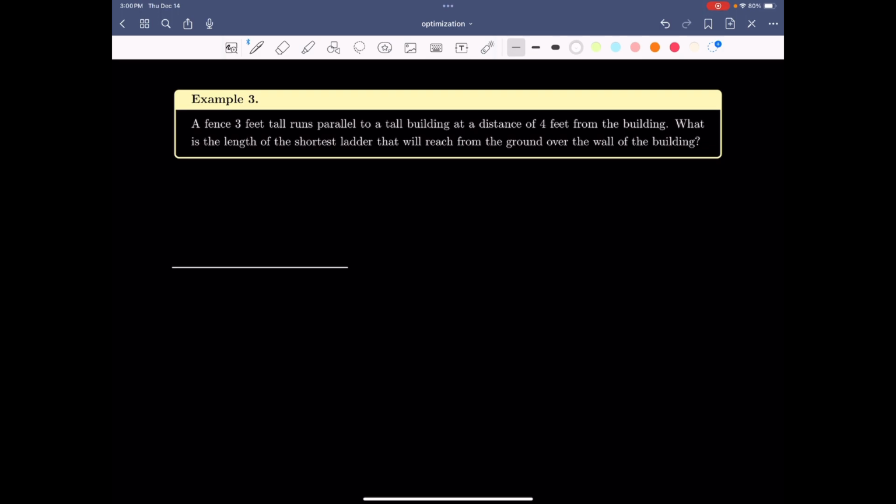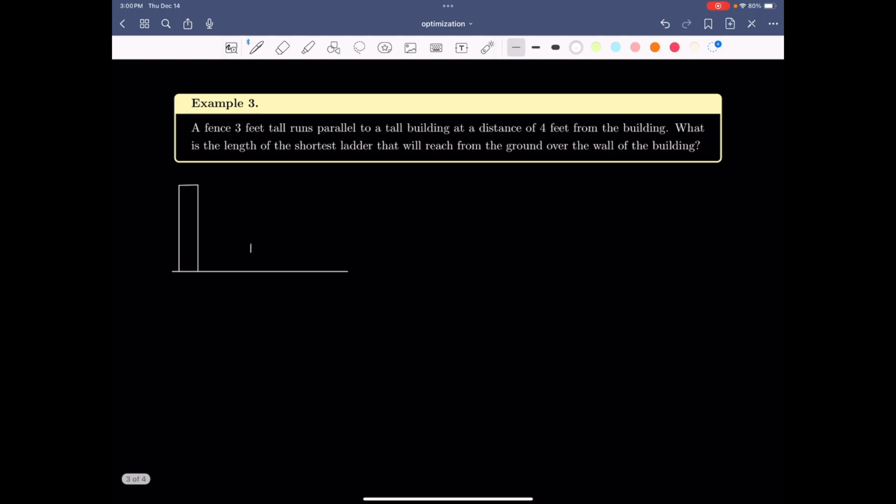Suppose this is the ground, and I have a tall building here. And I have a fence that's 3 feet tall, runs parallel to the tall building. So the fence itself, let's say, is around here. Okay, and it's 3 feet tall, so this is 3. And it's 4 feet from the building, so this is 4.